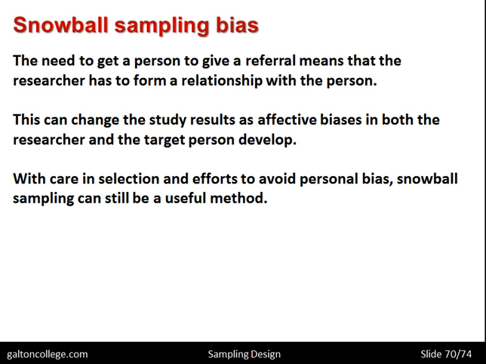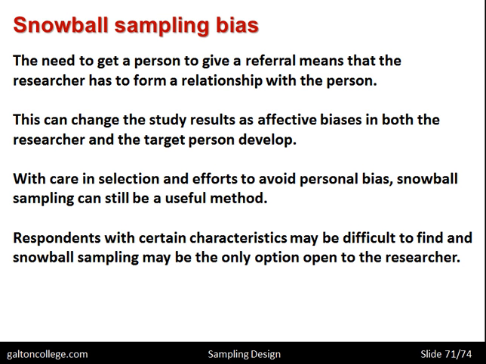With care in selection and effort to avoid personal bias, snowball sampling, I should say, can still be a useful method. So even though there are situations where there's bias and there's likely to be bias with this method, it still can be useful. Respondents with certain characteristics may be difficult to find, as in the example I gave earlier, where workers had a particular engineering skill that was out of date and those skills were no longer required, but people wanted to find out about those workers from a historic point of view perhaps. Then snowballing is a valuable option in that case.